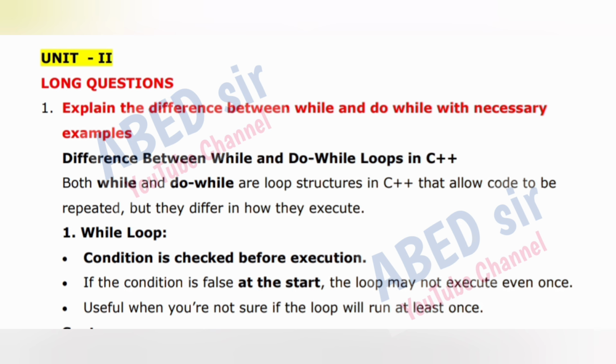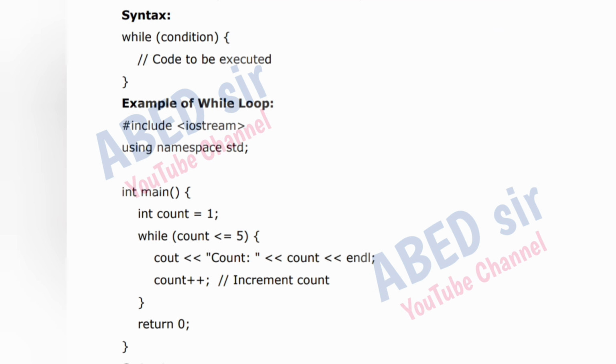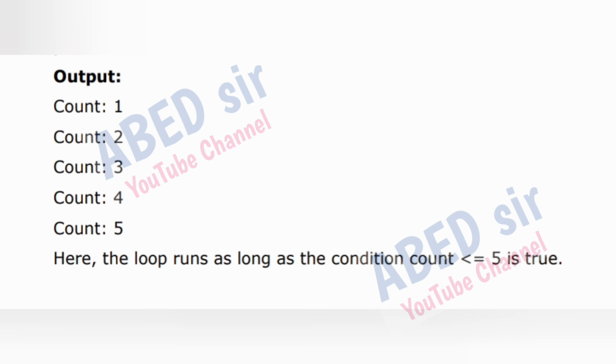Condition is checked before execution. If the condition is false at the start, the loop may not execute even once. Useful when you are not sure if the loop will run at least once. Syntax. Example of while loop. Output.